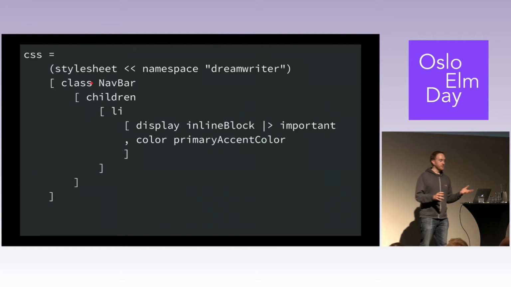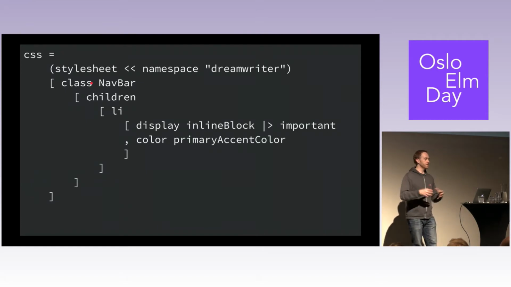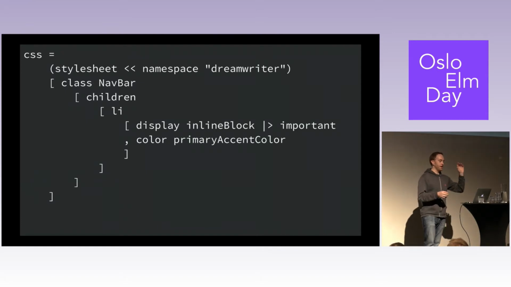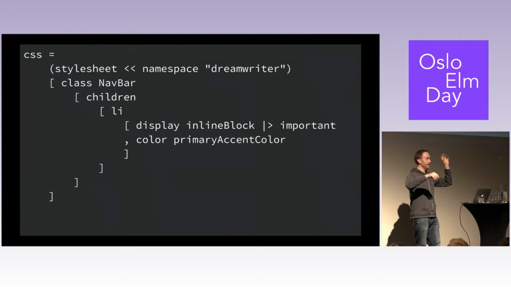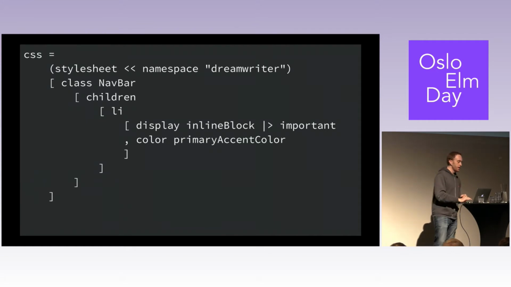Another is how we specified making combinators of selectors. So imagine that you have navbar less than sign li. In other words, a navbar, and then it's an li element that's a direct descendant of that. Then I want to style that.